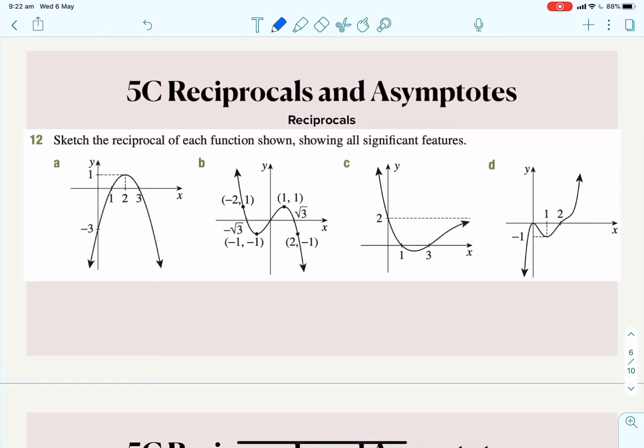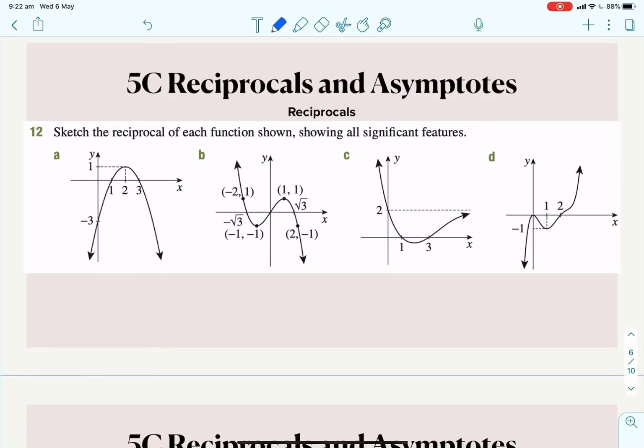Now, the next bit, we got these graphs here. We actually don't need the equation to find out how to draw the reciprocal. Give it a go. The hardest part here is C, and the other ones are quite simple. Give it a go. If you don't, I have the answer on the next slide, but I'm going to show you how to do it.